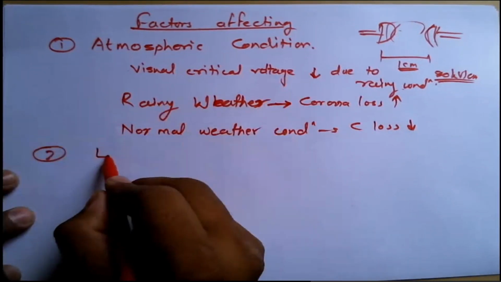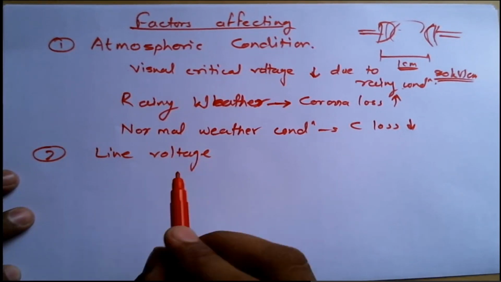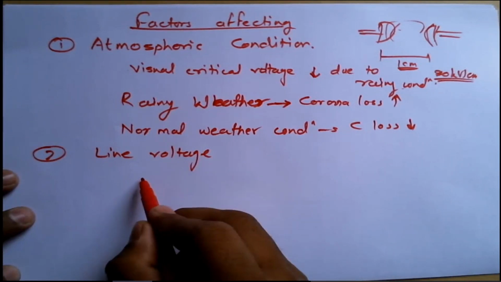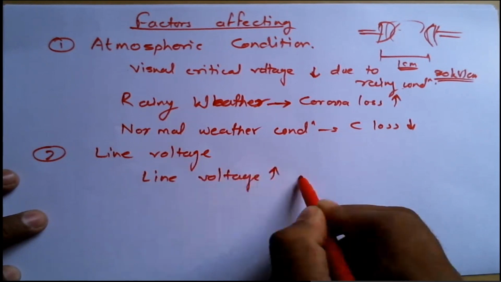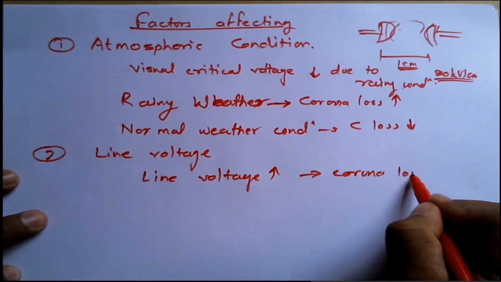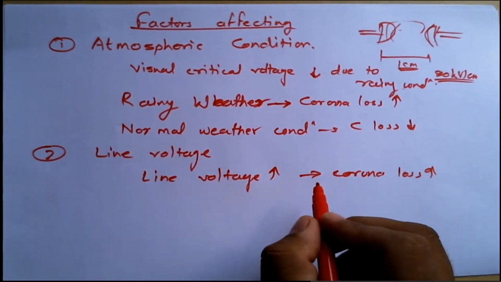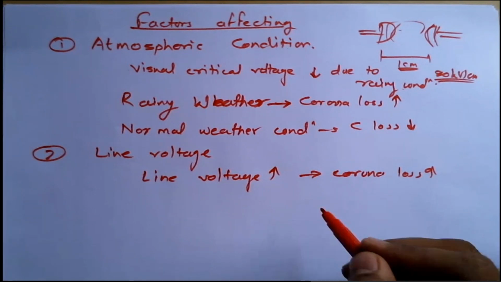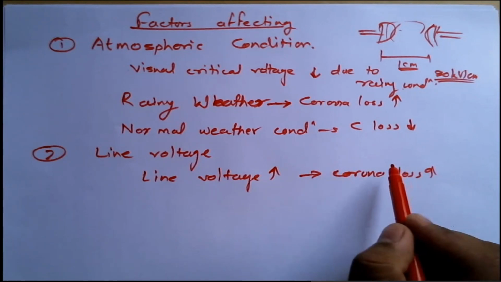Second is line voltage. So can you tell me, if line voltage increases, corona increases or decreases? Yes, if line voltage increases, it leads to an increase in corona loss. Line voltage increases means the electrostatic field increases. The ionization will increase and it will lead to an increase in the loss of corona.